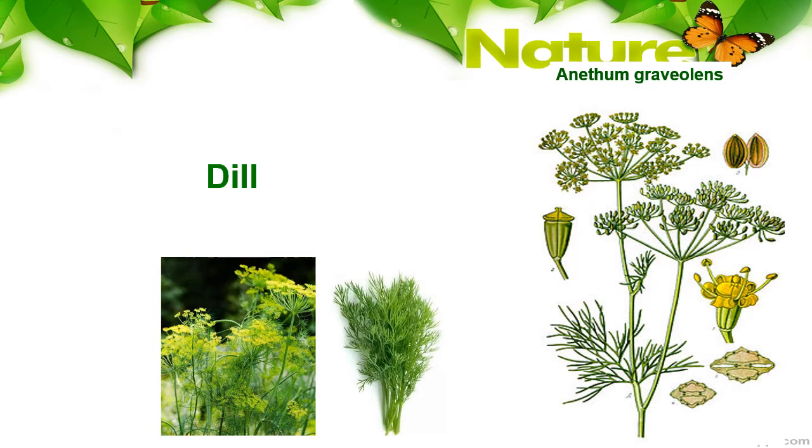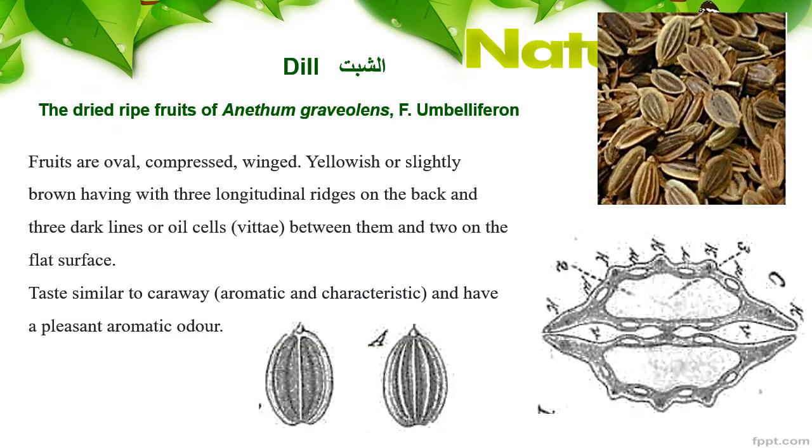Dill fruit, dill, or as it's known in Arabic, shabat, dried fruits of Anethum graveolens, family Umbelliferae. This is the shape of the dill fruit, characterized by the two lateral primary ridges extended as wings. You have winged structure. This is a diagram of the sector of dill with the 2 lateral primary ridges extended into wings.